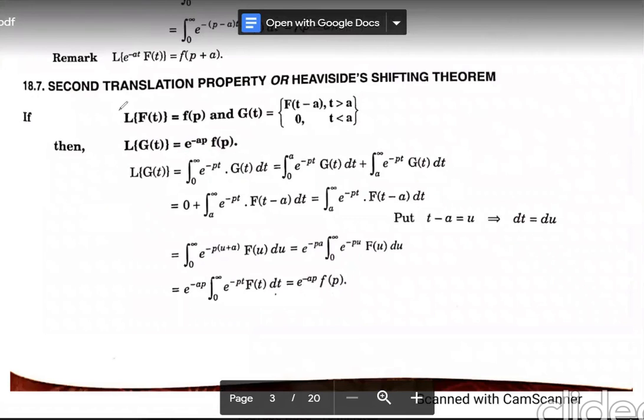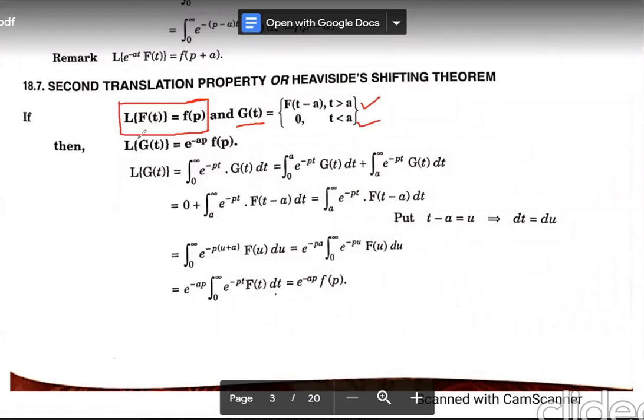Second translation property is what? If you know the second shifting property, if the Laplace transform of f of t is F of p, and there is another function g of t that is defined as f of t minus a if t is greater than a, and the value of g of t will be 0 if t is less than a.